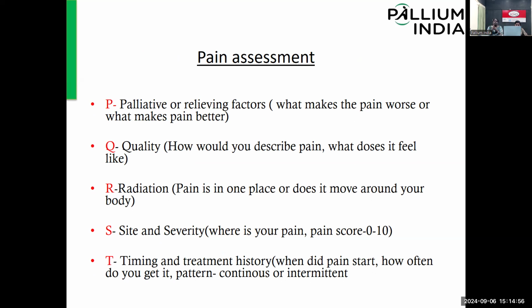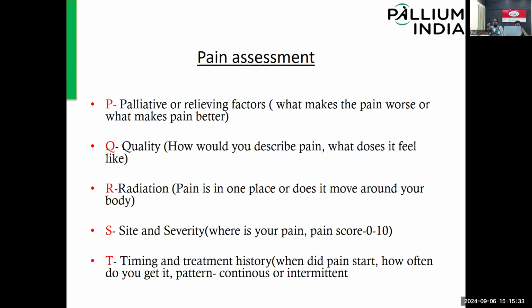Then, what is the quality of pain? It is very important to know, because how would you describe the pain? What does the patient feel? Some patients say the pain is shooting, burning, aching, or pricking. Depending upon the quality, the type of pain differs: it may be neuropathic, somatic, or visceral pain. So it is very important to identify the quality of pain.